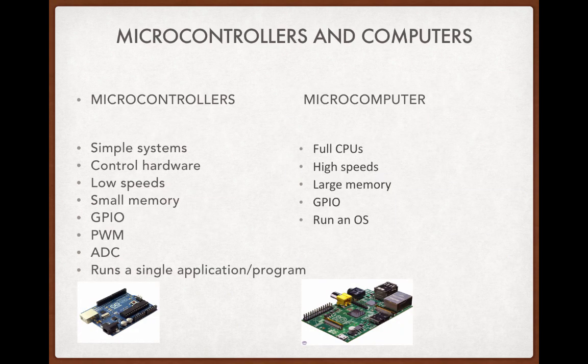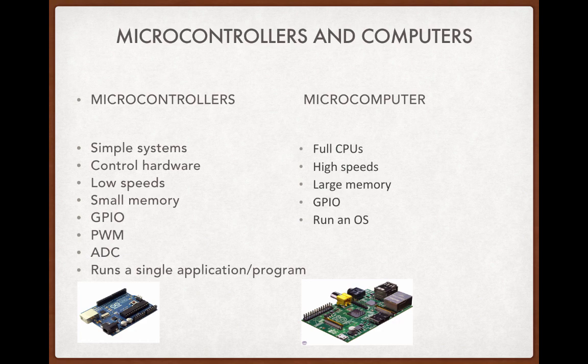We also need to just quickly go over the microcontrollers and computers again and the difference here. Microcontrollers are simple systems. We use them to control hardware. They are generally low speed and have small memory. Quite often they will have a reasonable amount of general purpose I/O, that's lots of pins, so that we can have things controlled directly by the microcontroller. They will generally have a built-in pulse width modulator and analog to digital converter so we can read analog signals in. And they run a single application program. They run one program and one program only. Generally they don't have an operating system and the software resides in firmware, which I'll explain in one sec.